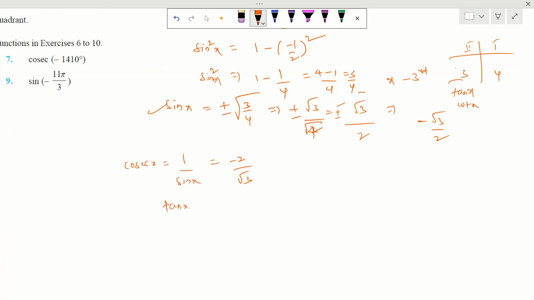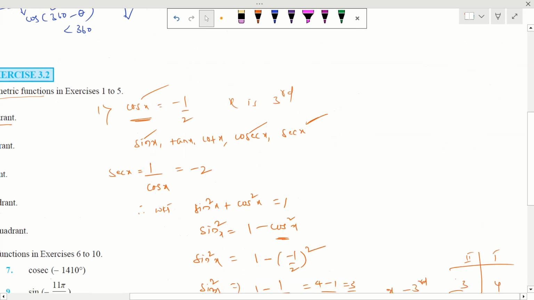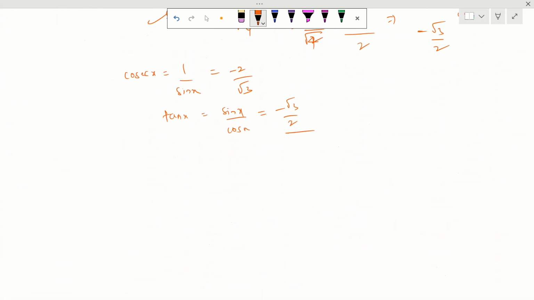Tan x is sin x divided by cos x, the ratio of sin x to cos x. The value of sin x is minus root 3 by 2, and cos x is minus 1 by 2. If we take this value upside, then it is minus root 3 by 2 divided by minus 1 by 2.